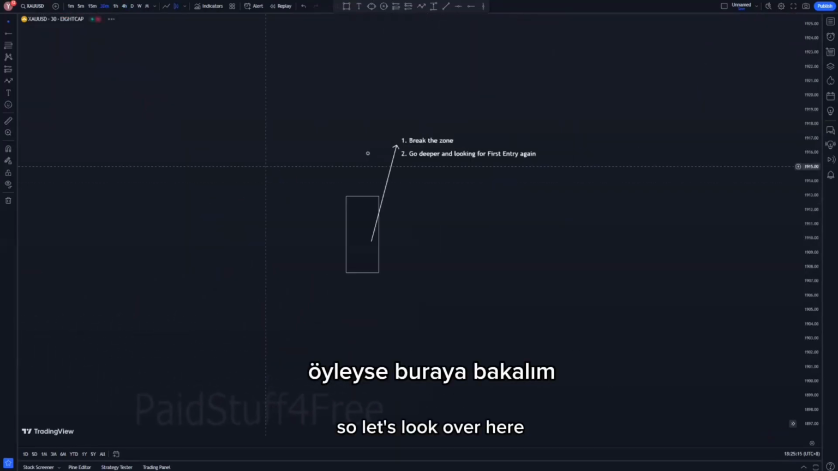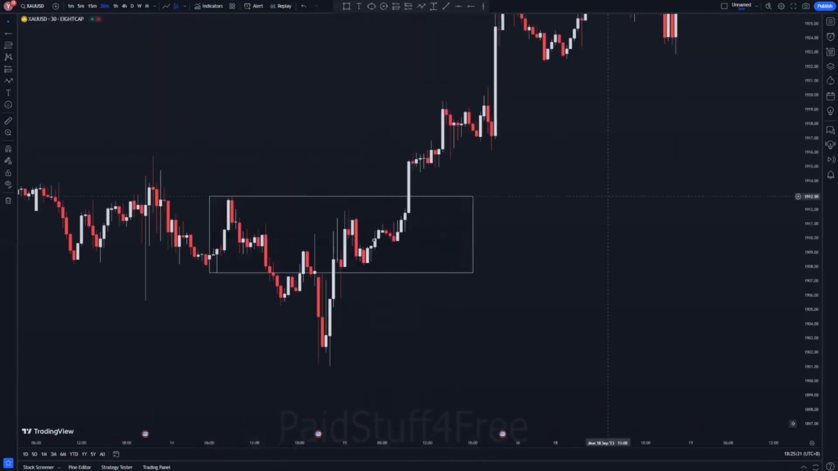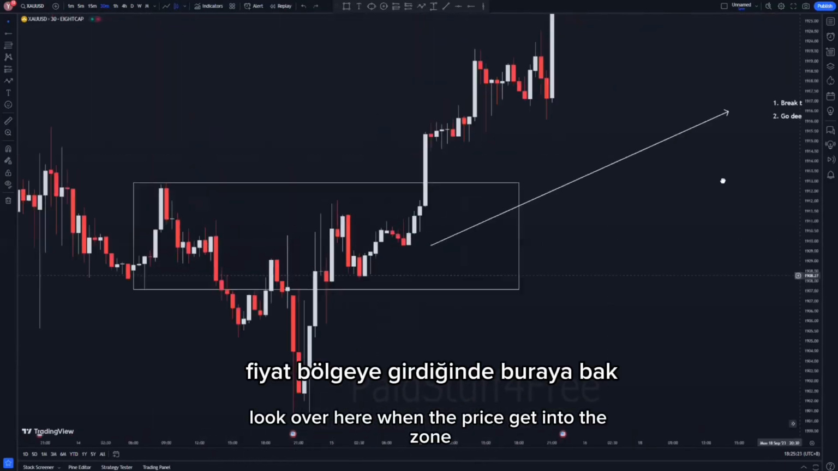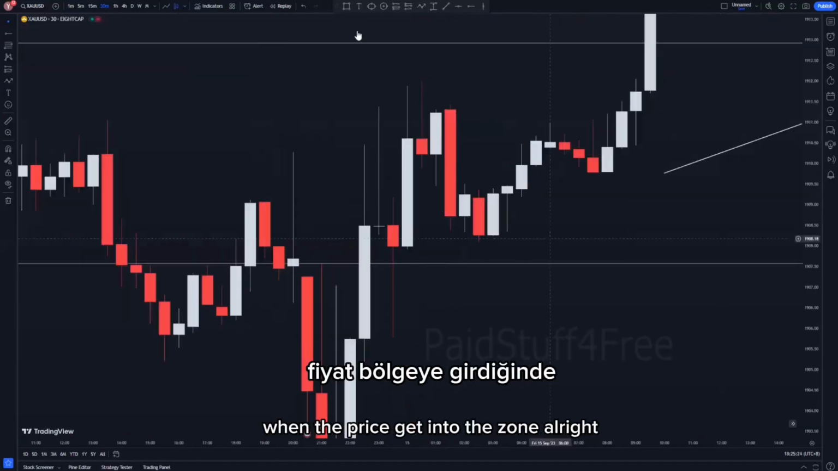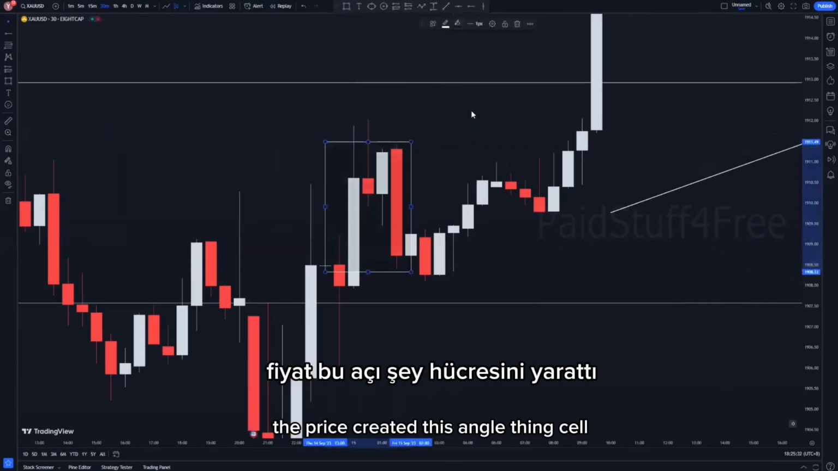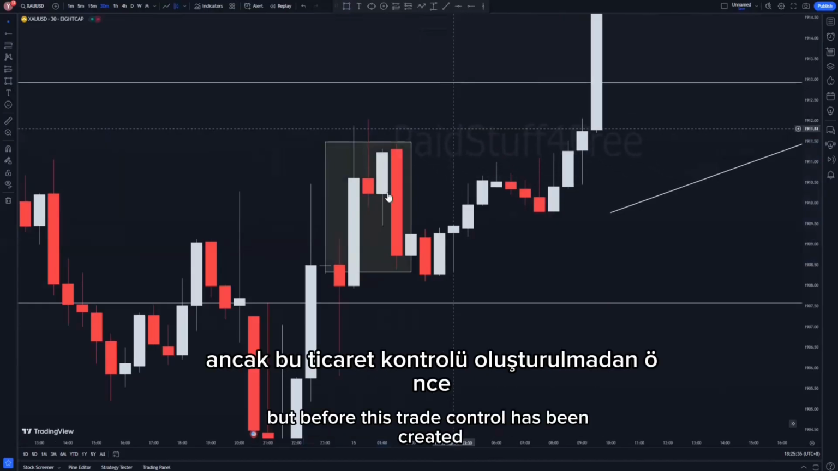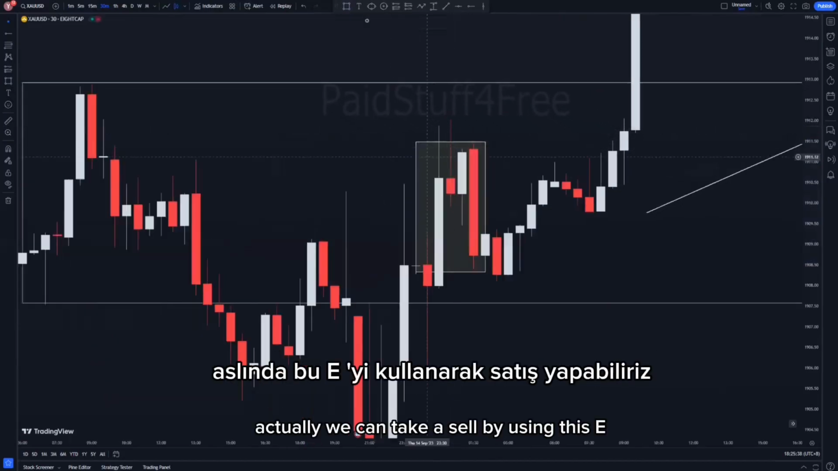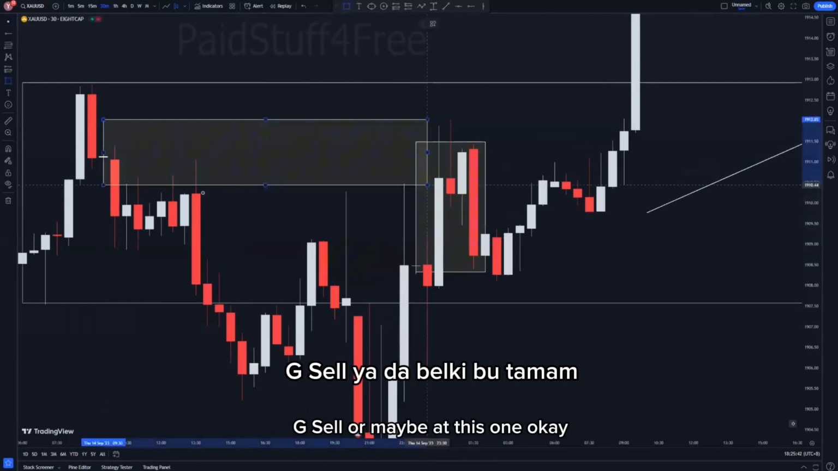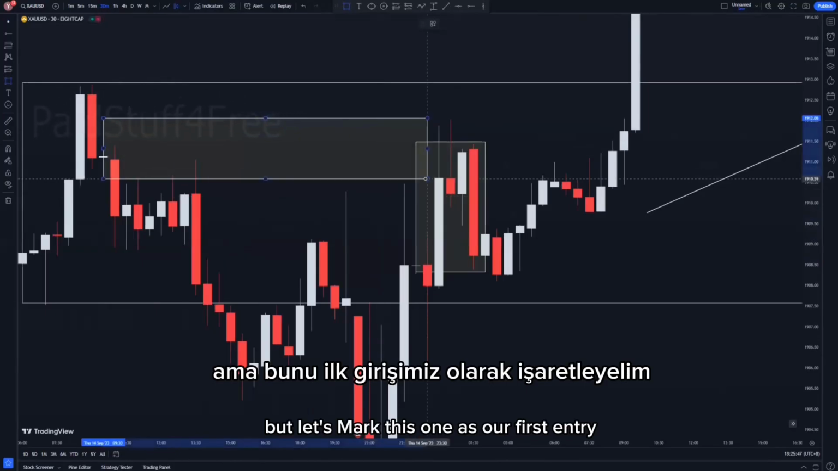So let's look over here. When the price gets into the zone, you guys can say the price created this engulfing sell, which we can call our trade control. But before this trade control was created, we could actually take a sell by using this engulfing sell, or maybe this one. But let's mark this one as our first entry.